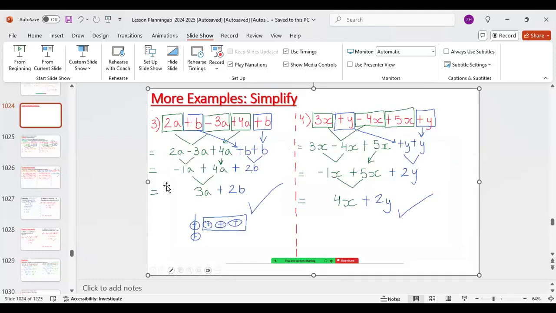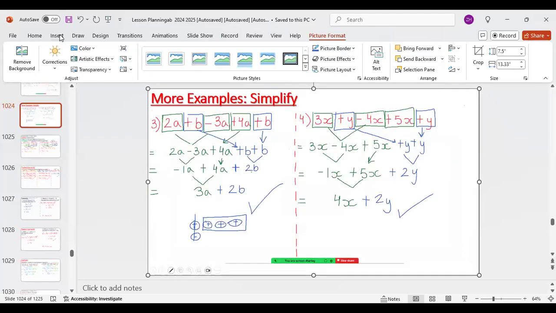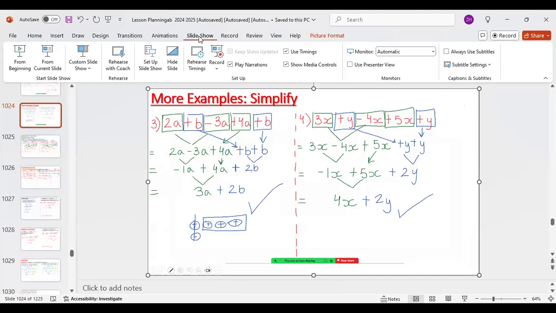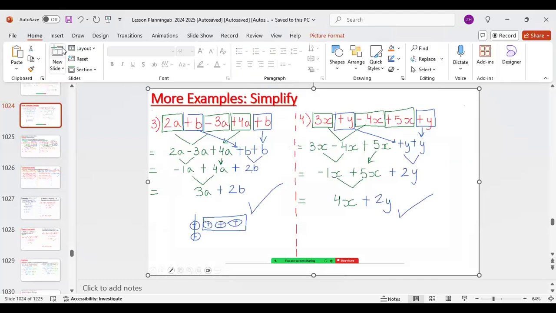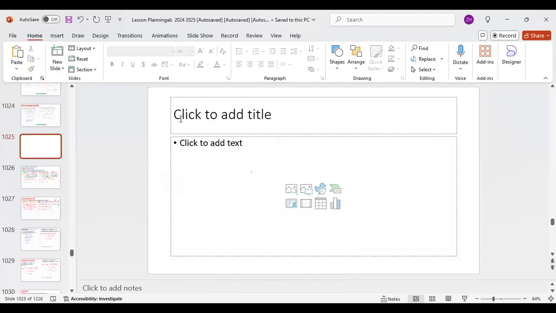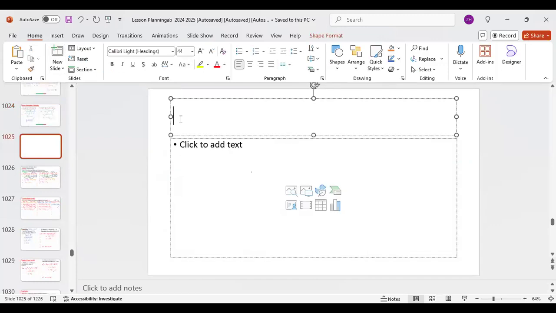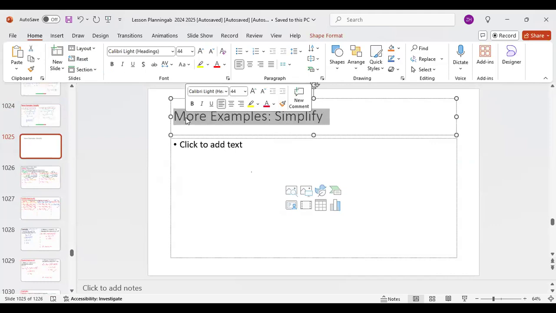Take a picture of this and send it to me via WhatsApp, please. Okay, let's do two more, some more examples. If you do not understand, please let me know. Do not have me doing the examples and you still don't understand.